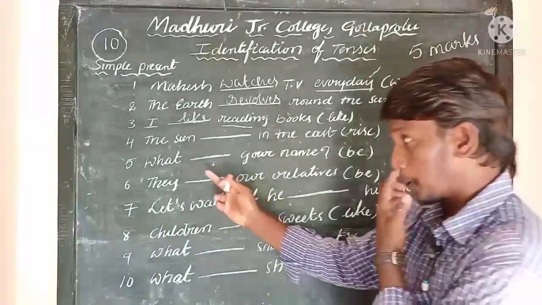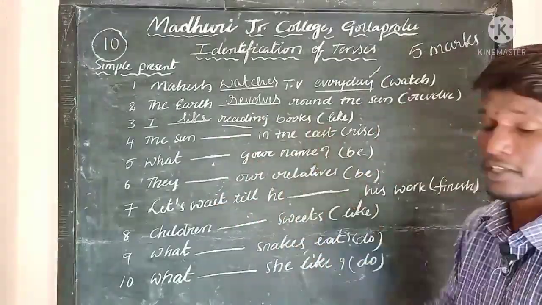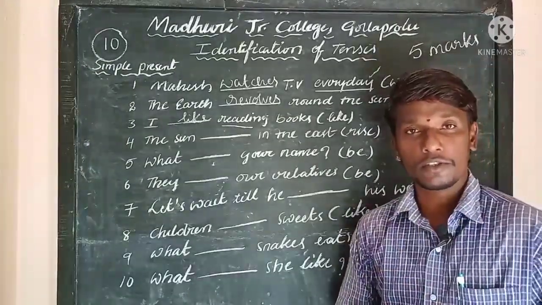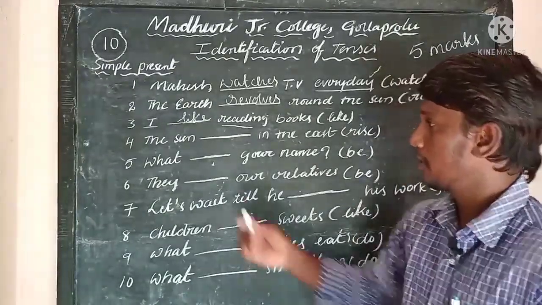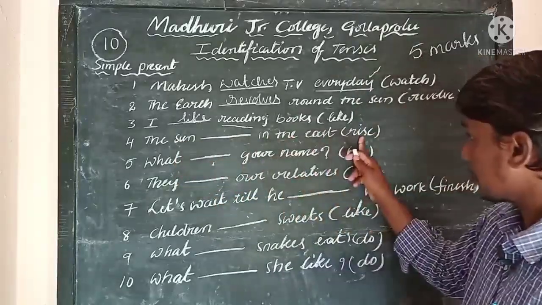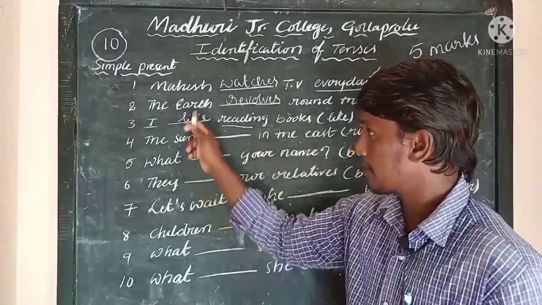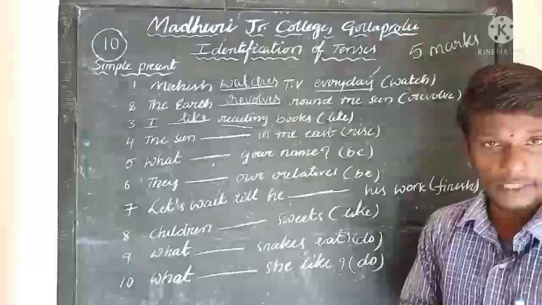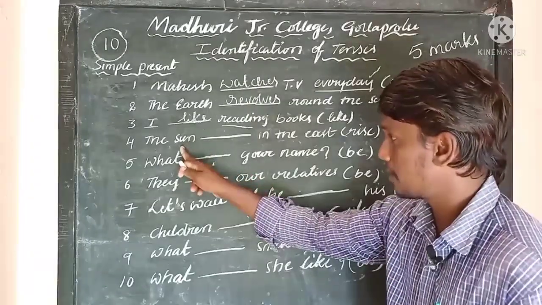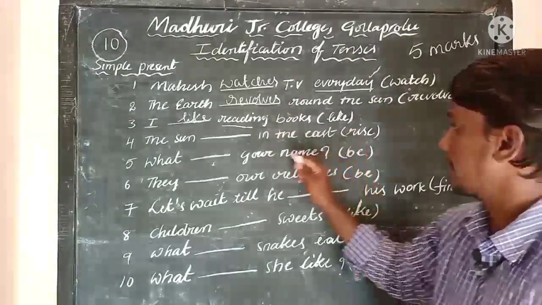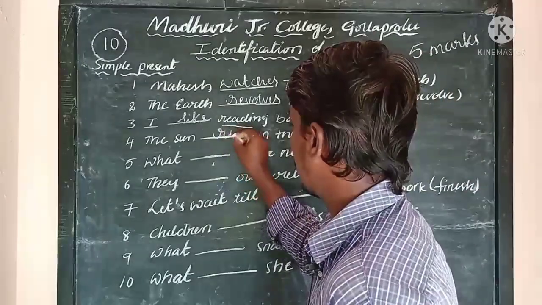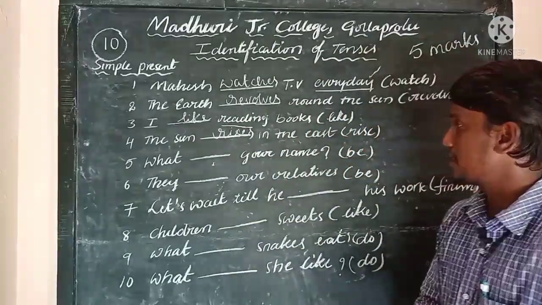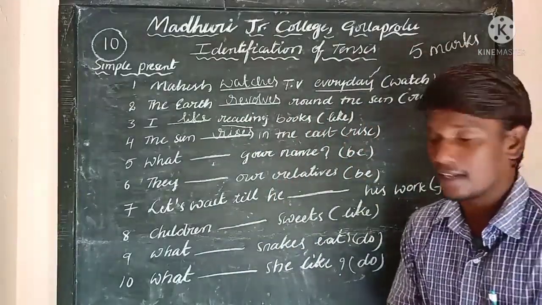And coming to the fourth one, the sun. Again, it is a universal truth, and all universal truths come under the simple present tense. Here, the sun rises is given. Is the sun just the same as the earth? The sun is also singular. It is also in simple present tense. So the third person singular is given and rise is given, so you can write rises. You should add es. The sun rises in the east.